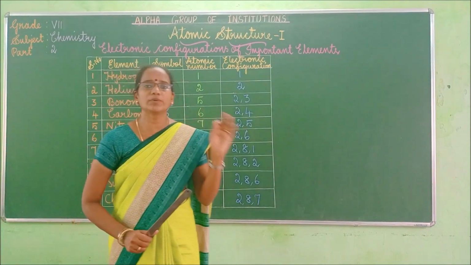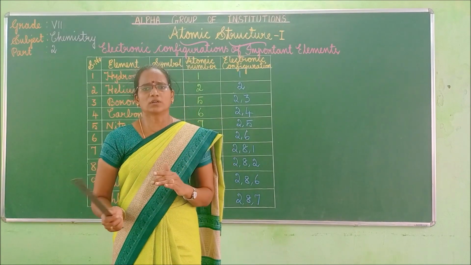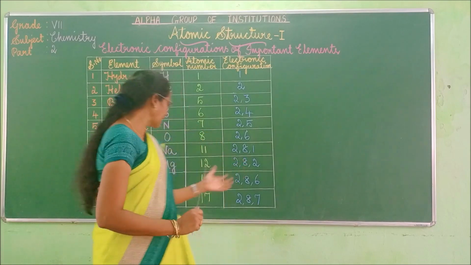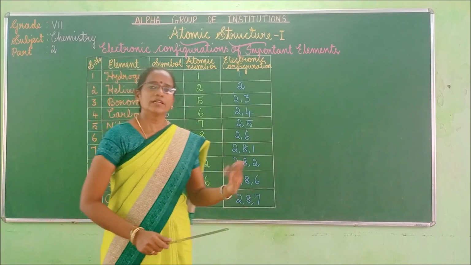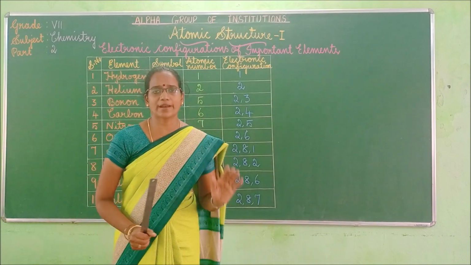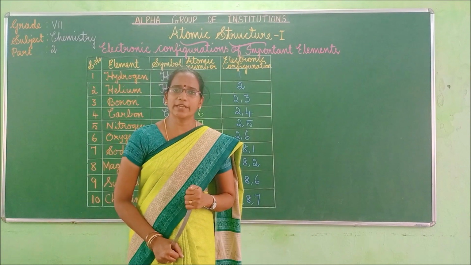20 important elements are given in our book. You have to complete all the remaining elements. I told you to complete 10 elements only, isn't it? The remaining elements you have to complete in this manner. Got it, children? You will get your assignment today.